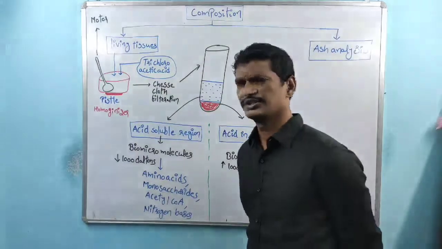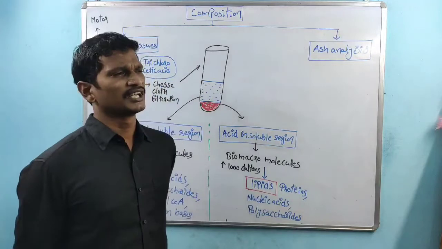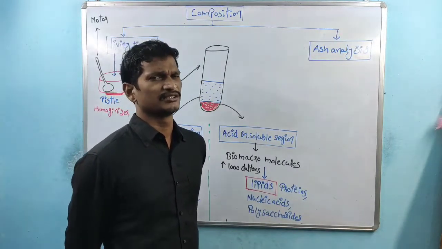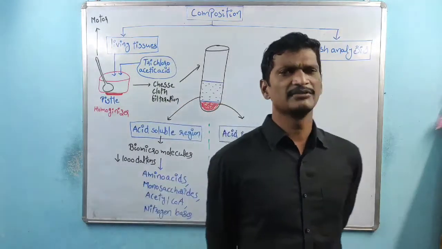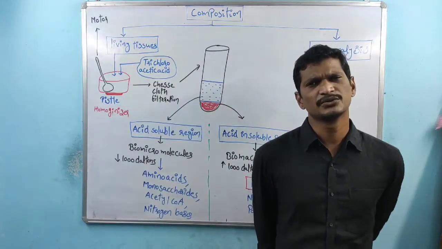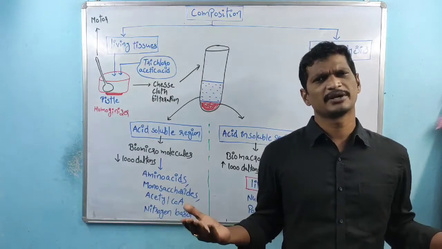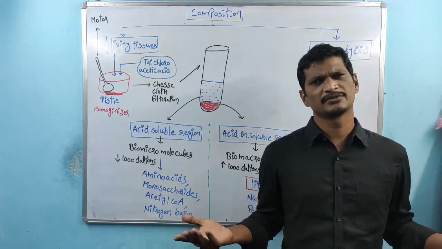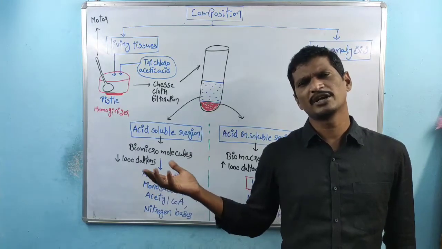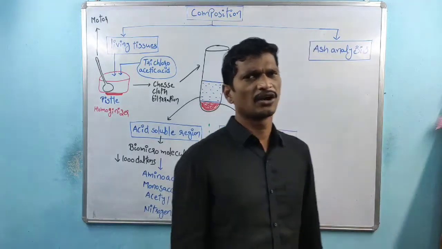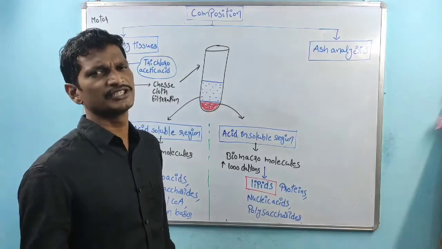In that case, there are two methods. One is the living cell method, the other is the dry cell method. In one method we use the living cells, in the other method we use the dry cells. Both methods follow different pathways. In living cells we estimate one type of molecules. In dry cells, the method is different.